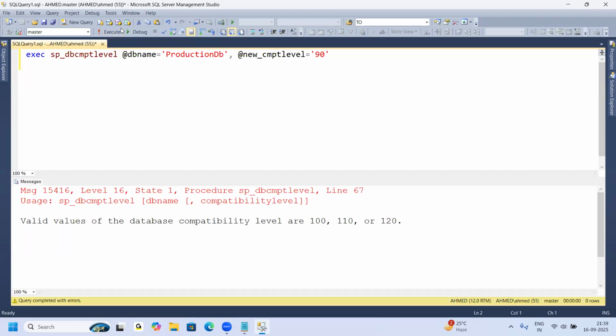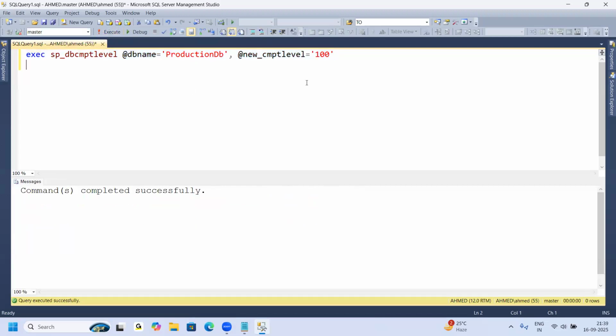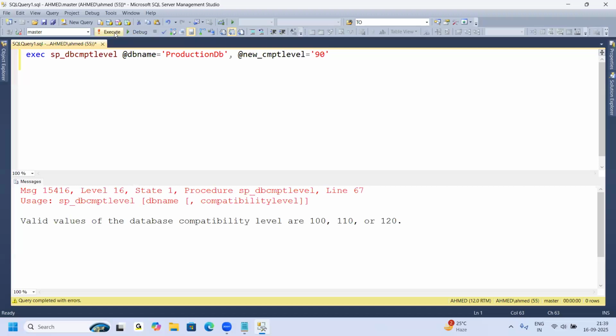Can I change to 100? Very much possible, no doubt. Execute. Successful; you didn't get an error. I'll go back to my original 120. If you put 90, you're trying to change to 2005, which is not allowed. That is what I was saying: backward compatibility and forward are both related only to two versions.